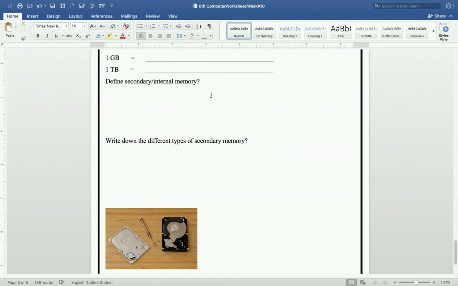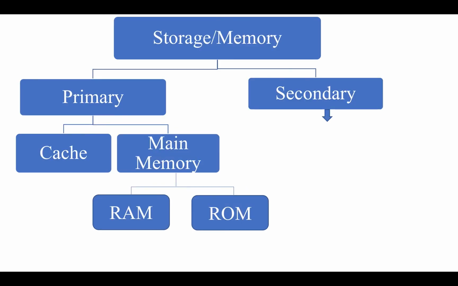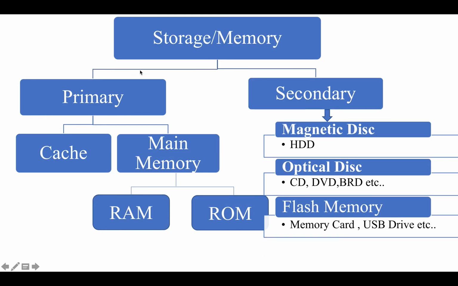Define secondary or external memory, not internal. Define secondary or external memory. Secondary memory is the one that has indirect access to the processor. It is also called the external memory. It is used to store data, as well as it is used to transfer data from one digital device to another digital device. Students, in question number 1, you will draw this whole map.